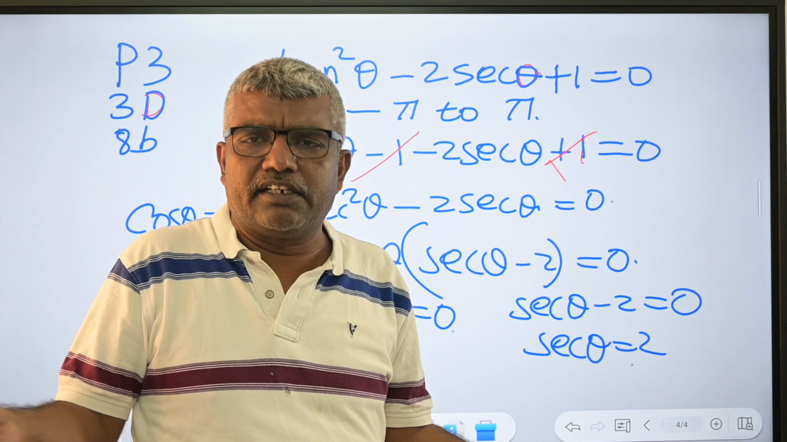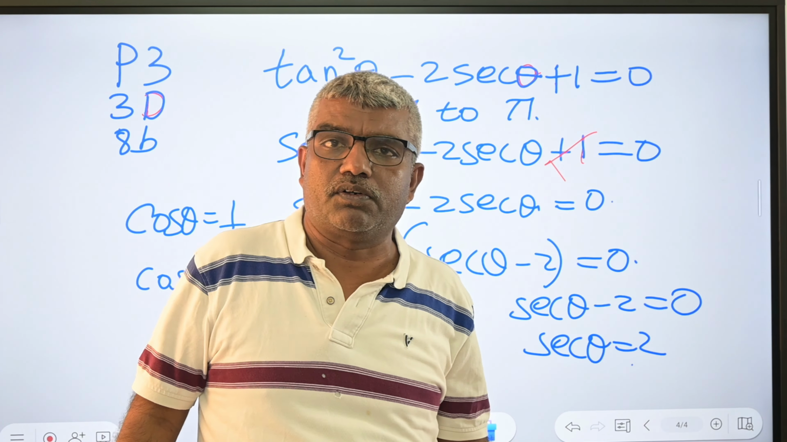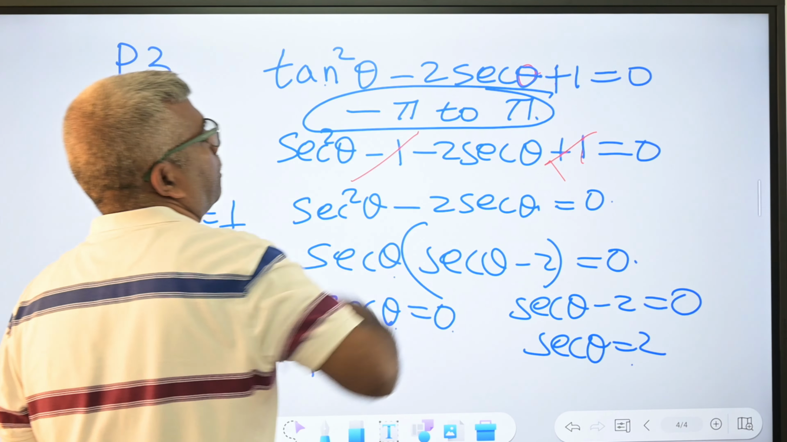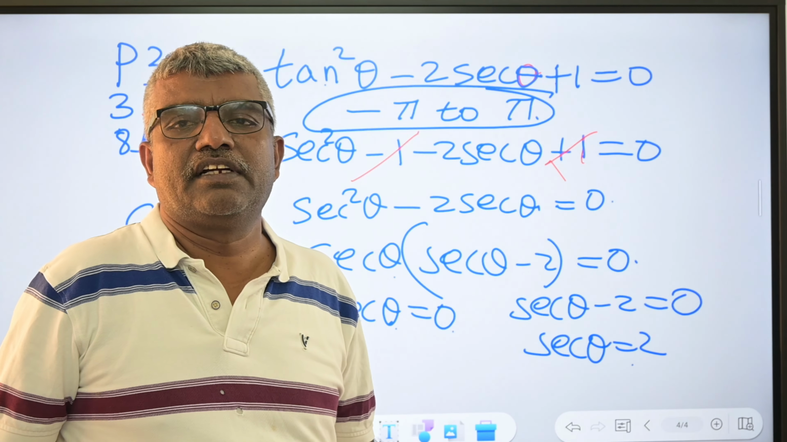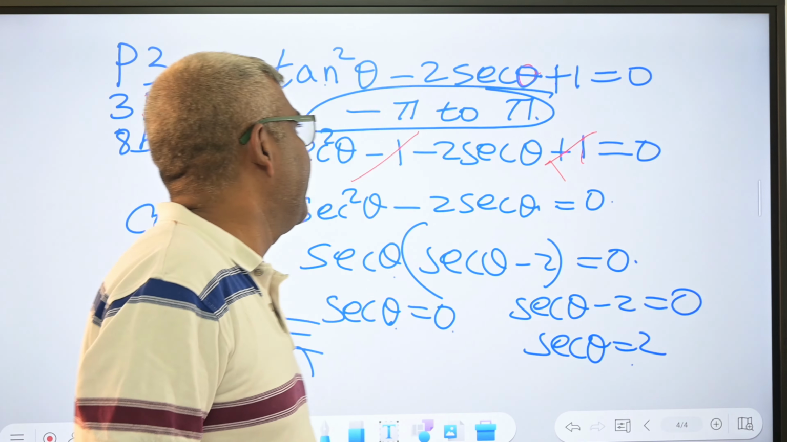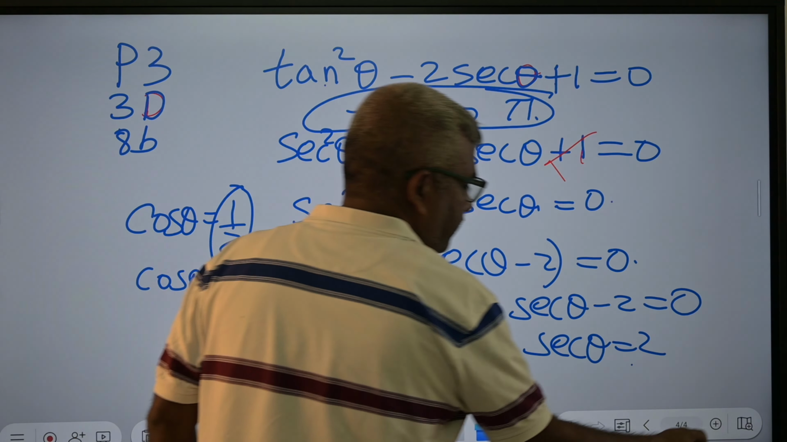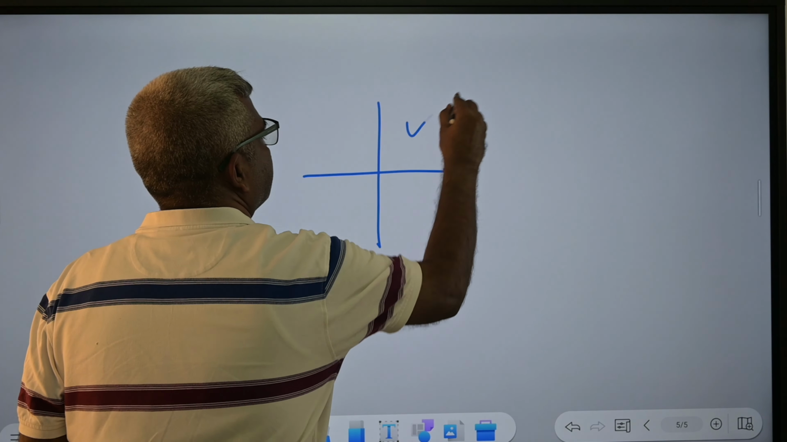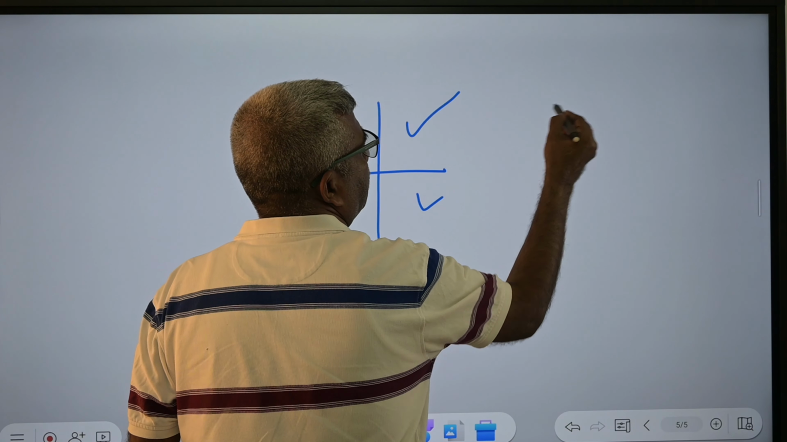When is cos theta equal to 1 over 2? Sin 30 is 1 over 2, so cos 60 is also 1 over 2. But here they give the span minus pi to pi. So don't tell it in 60 degrees, you have to tell it in radians, pi. Cos theta is positive, so first quadrant and fourth quadrant. That is, we got theta is equal to pi over 3.